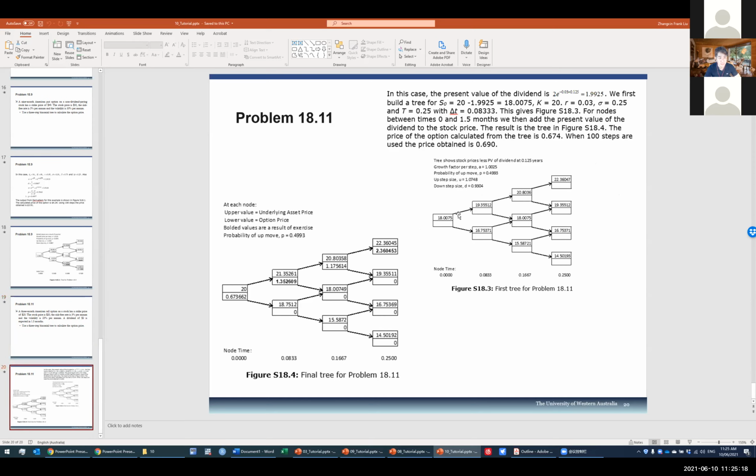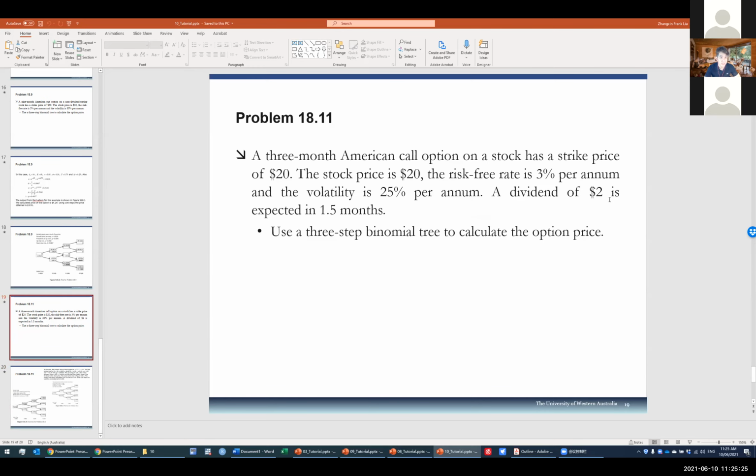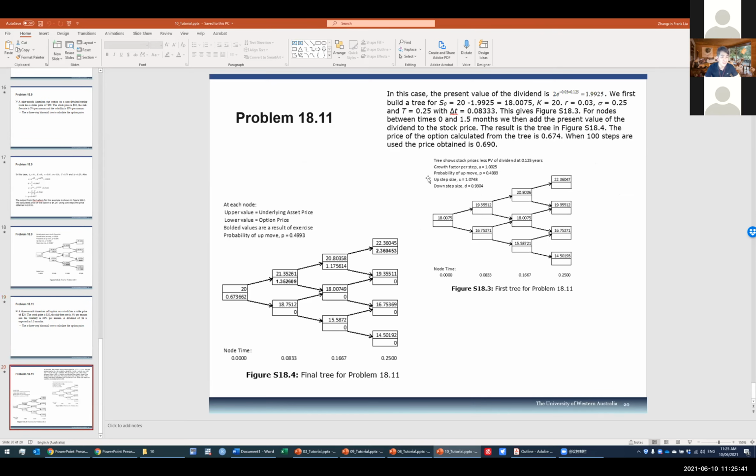The process is that, first of all, you work out the present value of dividends. Given that a $2 dividend is going to be paid at time 1.5 months, work out the present value of $2 today. That's e to the power of negative 0.03 times 1.5 over 12, times $2. You get 1.9925. Why does that matter? I need to subtract that from my initial stock price of 20. So now my artificial initial stock price is 18.0075.